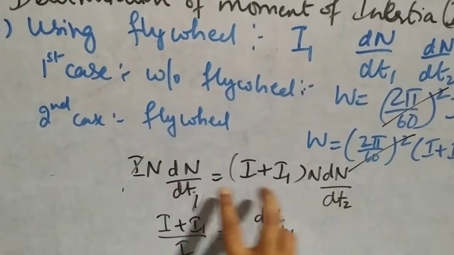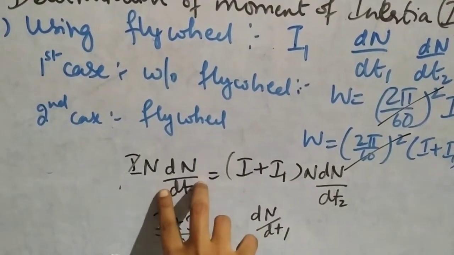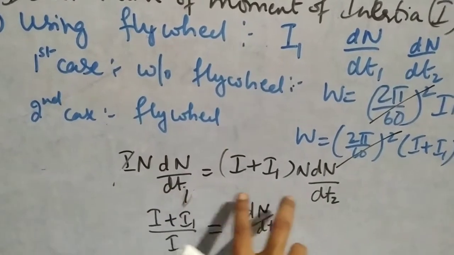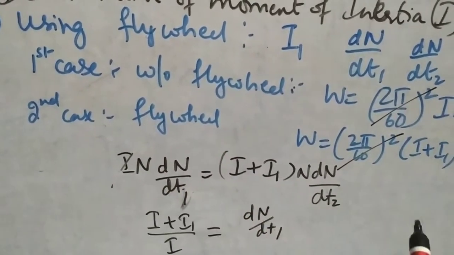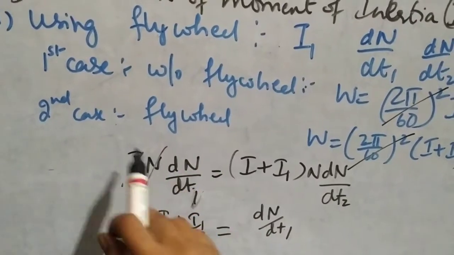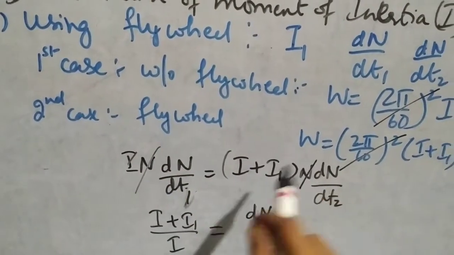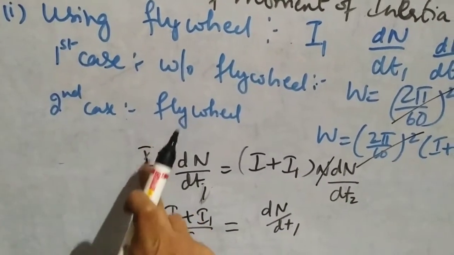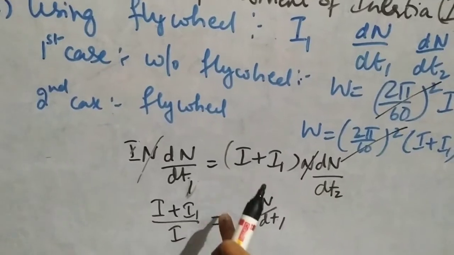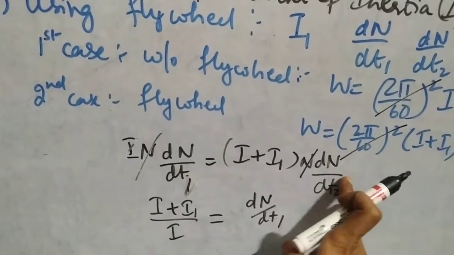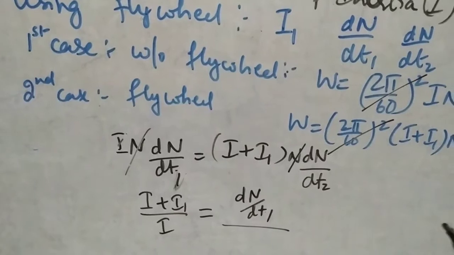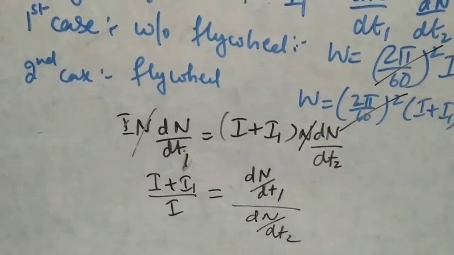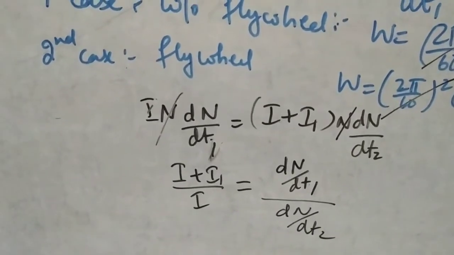Okay, this I am going to send it here. So this will come to the denominator, you are going to take it up like this. So n will get cancelled. So I plus I1 divided by I plus I1 divided by I, and this dn divided by dt1 divided by dn divided by dt2, right? So you'll get like this.